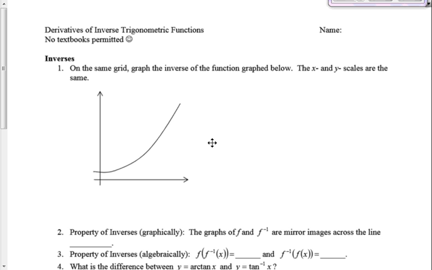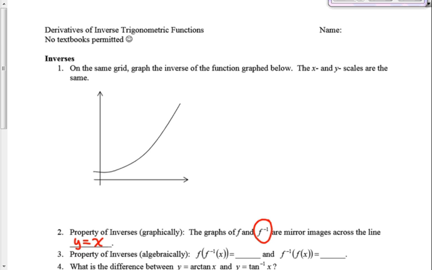On this same grid, we want to graph the inverse of the function that we have graphed below. So let's look at number 2 below that. It says the property of inverses graphically: the graphs of f and f inverse are mirror images across the line blank. Well, that line is the line y equals x.